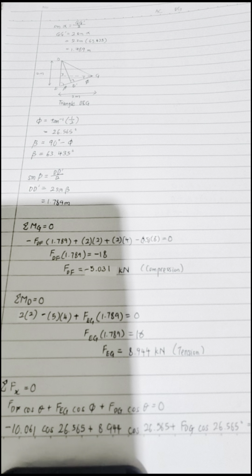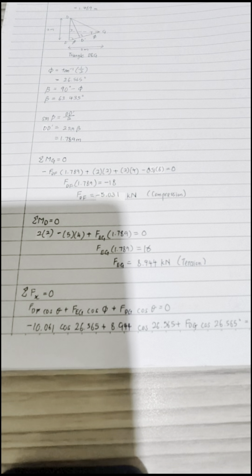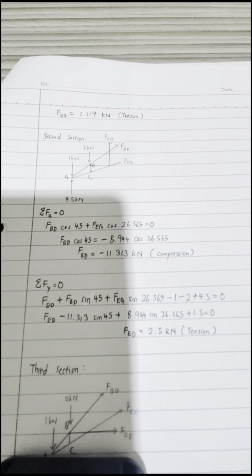After that, we let the moment about G equal 0, and we calculate the value of FDF equals minus 5.031, which is under compression. And after that, we use the same method with moment about D equals 0, and we find the force at EG is 8.944, and it is under tension. After that, we let the horizontal forces equal 0, and we find FDG is equal to 1.117.